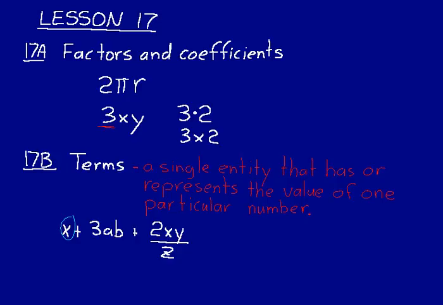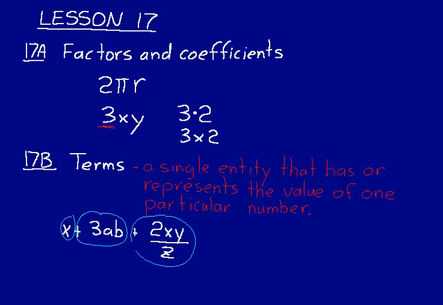And then the 3ab, and we would include the sign in front of it, so the plus 3ab is considered a term. It's a positive 3ab, and that could represent the value of one particular number. And then the plus 2xy over z, we would consider that a term as well. We include the sign in front of it because we think of algebraic addition, where we add negative numbers. So if I had x minus 3ab, we would have considered that second term to be a minus 3ab.